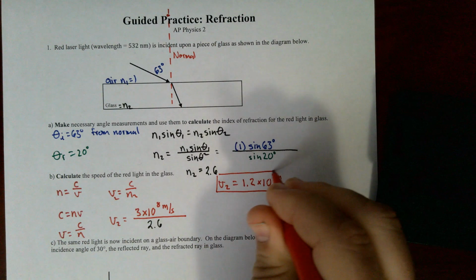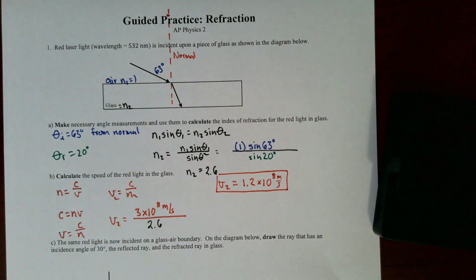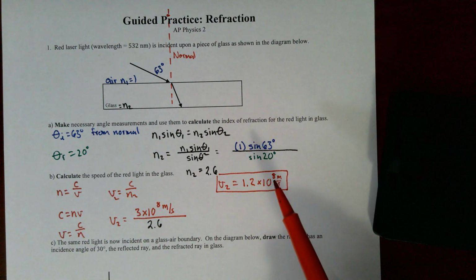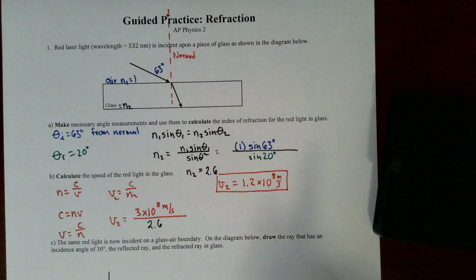So now, in just a few minutes with a few simple tools, we figured out the speed of light in this glass, 1.2 times 10 to the 8th meters per second.